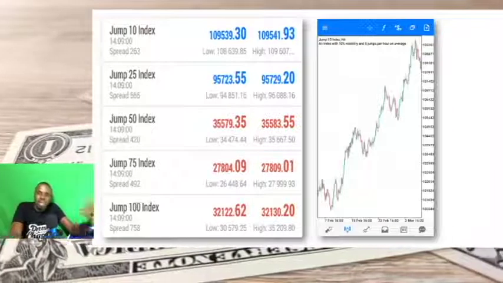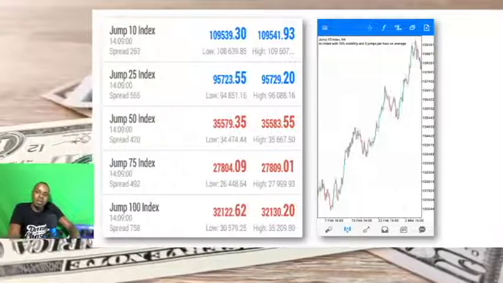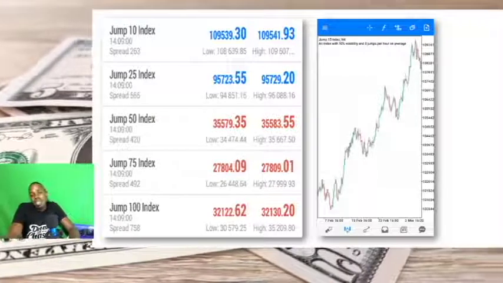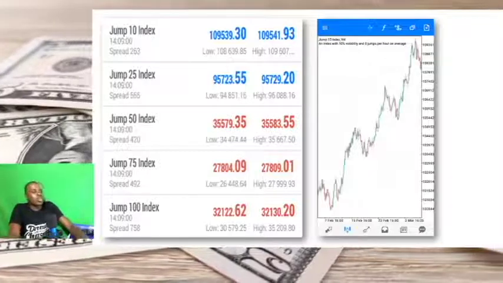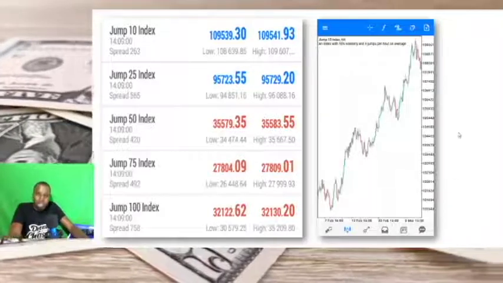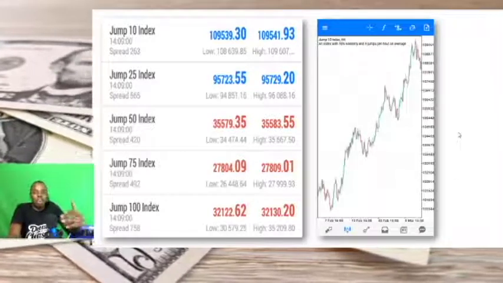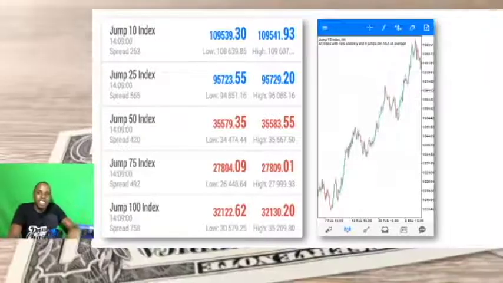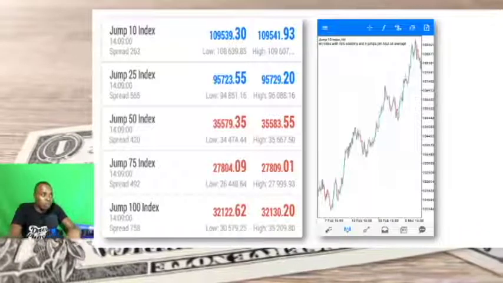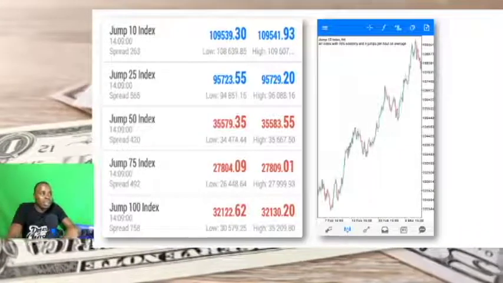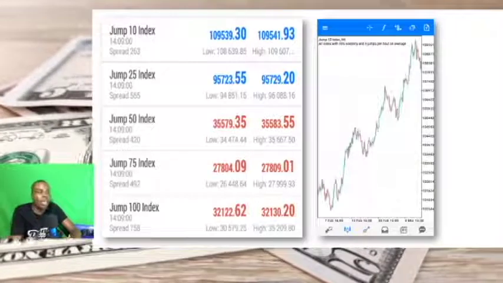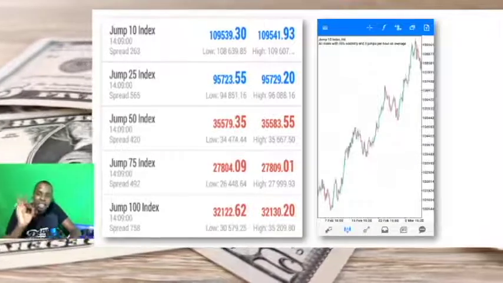Maybe you want the Jump 100, because the volatility in the Jump 100 is bigger than the volatility in the Jump 10 index, right? For example, they say in this index you have got 10% volatility and 3 jumps per hour on average. So this is Jump 10, right? So Jump 10 has got an average of 3 jumps per hour.